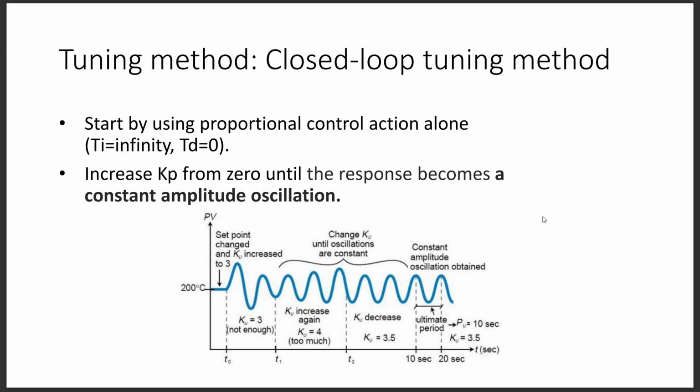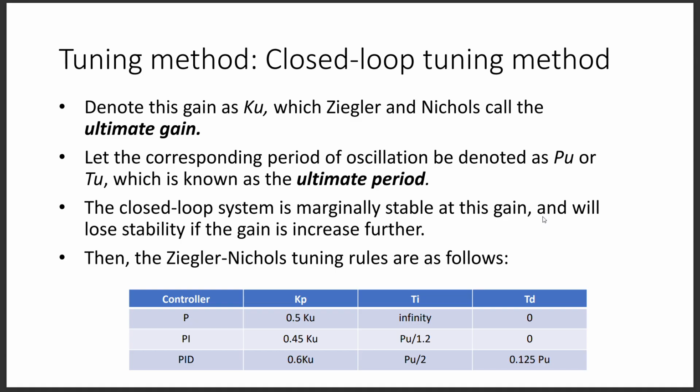Okay, so this is the way the method works. You start by using only the proportional control. So you turn off the derivative and integral control. You increase Kp from 0, gradually you crank it up until you get a response that is oscillatory. So you just have constant oscillations. Then you write that down, you call that Ku, or ultimate gain. And you measure the period of your wave or your signal, you call that the ultimate period.